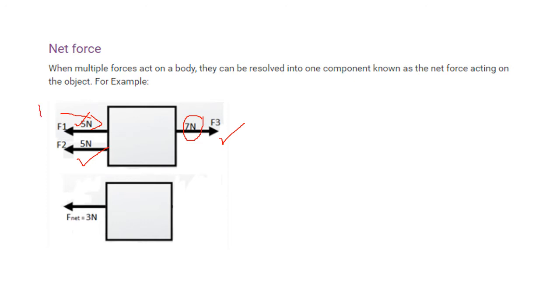So altogether on this side 10 Newton is applied and here 7 Newton is applied. What will be the net force applied on this box? 10 minus 7 is equal to 3. So the net force applied here will be 3 Newton, and the movement will be in this direction. I hope you have understood this.